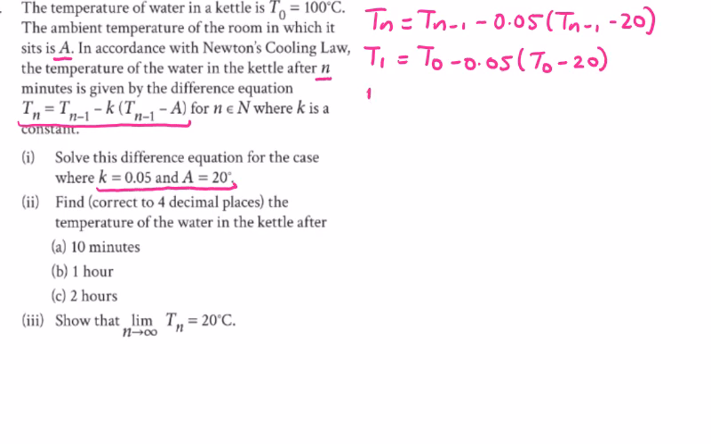So we can simplify this. T1 is equal to T0 minus 0.05 T0, and then plus 20 times 0.05 is going to be a 1. So we're going to get T1 in terms of T0 is 0.95 of T0 plus 1.